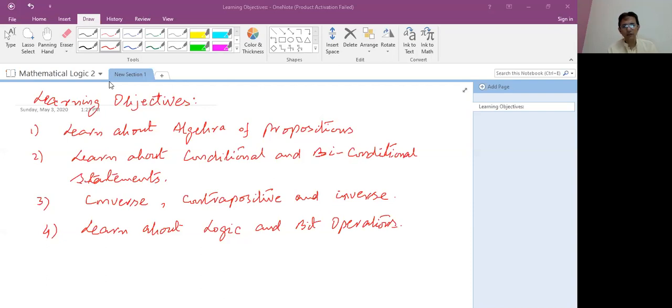And the last one is we learn about logic and bit operations. So I start from the algebra of proposition. Algebra of proposition.